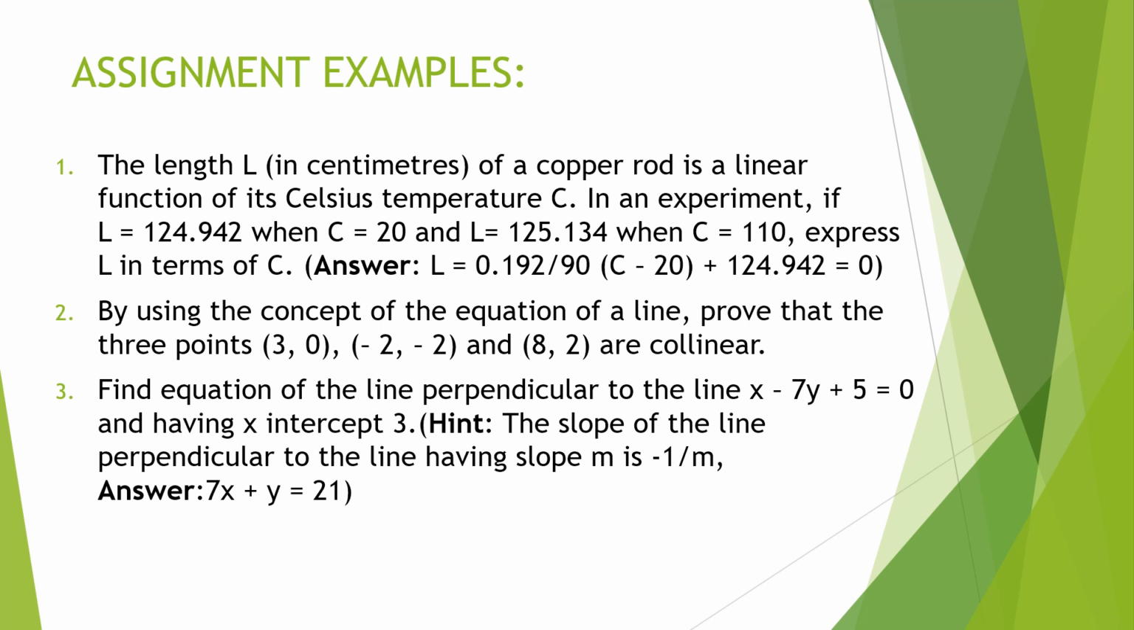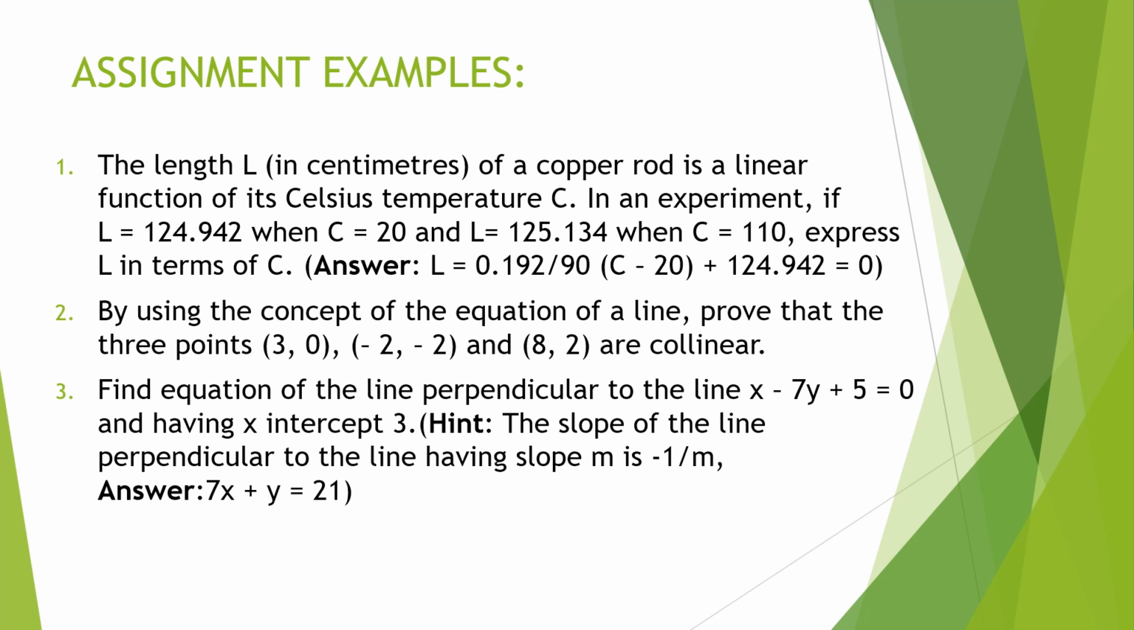Second example, by using the concept of the equation of a line, prove that the 3 points (3, 0), (-2, -2) and (8, 2) are collinear. So first you can find the equation of the line which is joining 2 points, and then you can show the third point also satisfies that equation. So all the 3 points will be in the same line, or collinear.